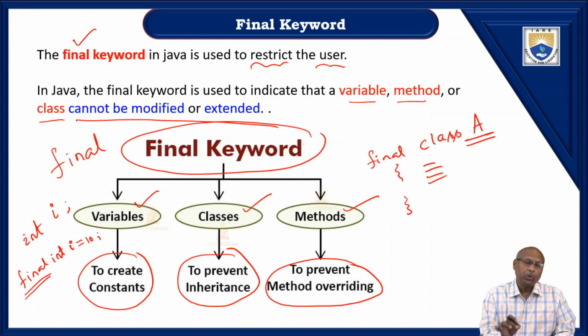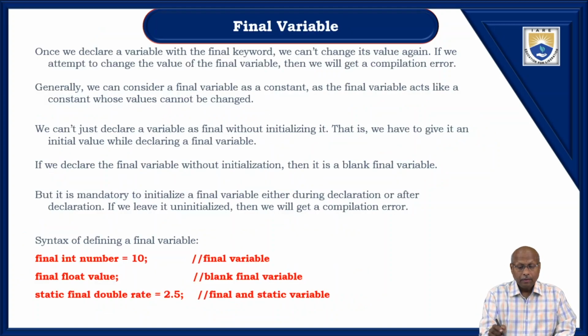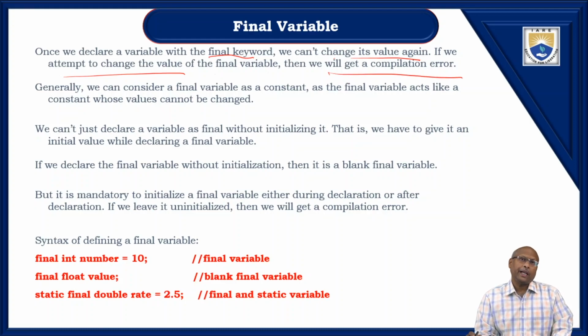Now we'll see one by one how you can use it. Try to know the usage of the final keyword before the three items: variable name, class name, and method name. First we will see the final variable, because there are a lot of things internally that you should know. Once we declare a variable with the final keyword, we cannot change its value again. If we attempt to change the value of a final variable, it will give a compile time error. So during compilation, it will generate an error if you try to change a final variable. A final variable can be initialized only once. From the second time onwards you cannot modify or assign it. A final variable must be initialized.